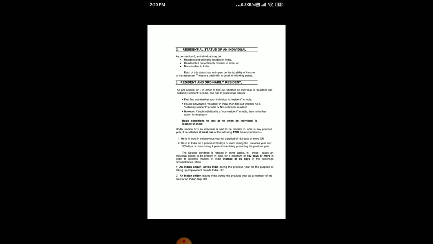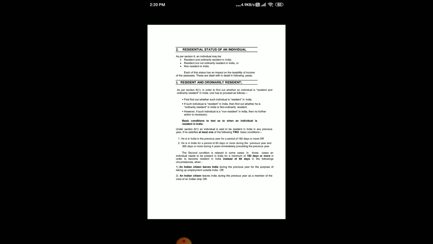First is an Indian citizen who lives in India, who has Indian nationality, and who leaves India during the previous year for the purpose of taking up employment outside India. If he is going to some foreign country for employment, then the period of 60 days in the second basic condition will extend to 182 days.